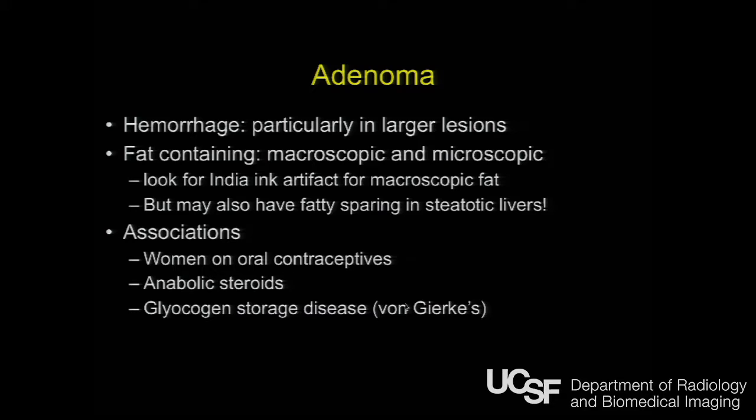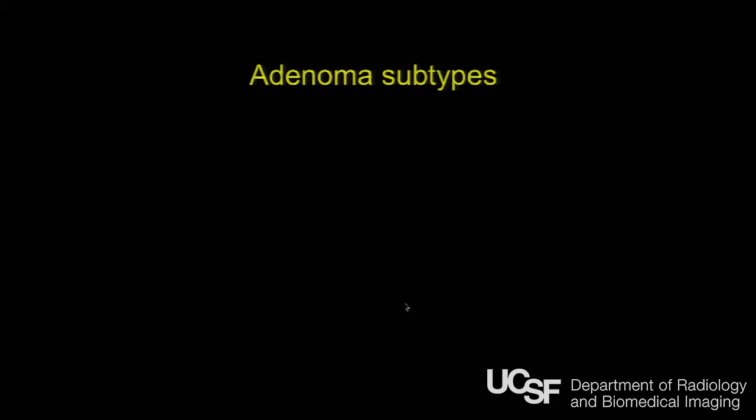Now, on the other hand, we have the adenoma. The adenoma, I think, is sort of misunderstood because it's a very heterogeneous population of lesions, which I'll talk about in a second. But we know its association with hemorrhage, particularly with larger lesions. They can contain fat, both microscopic and macroscopic. They can have malignant degeneration and are associated with multiple diseases, most commonly, again, with women on oral contraceptives, but also men taking anabolic steroids or patients with glycogen storage diseases.